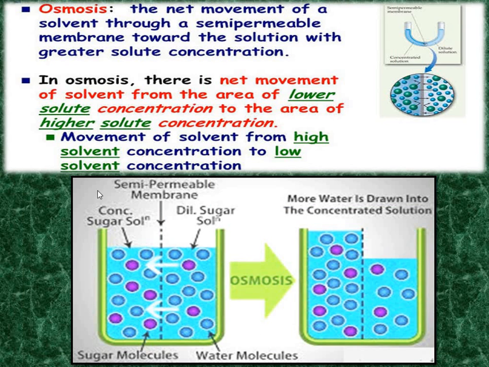So we can see this. We have a semi-permeable membrane and we have solute particles. Here concentration is higher, here concentration is lesser.